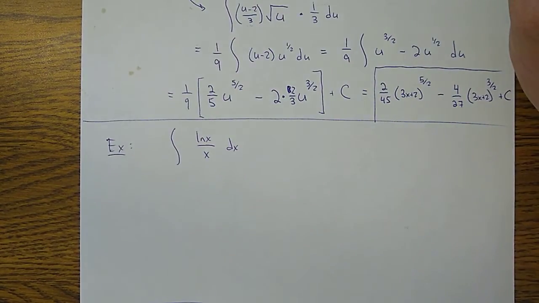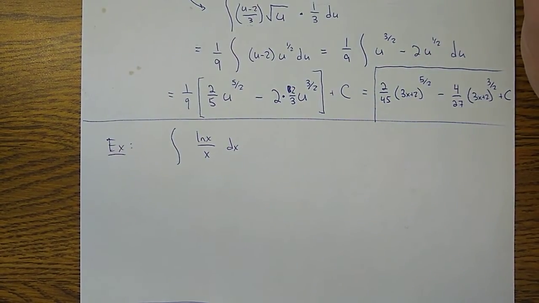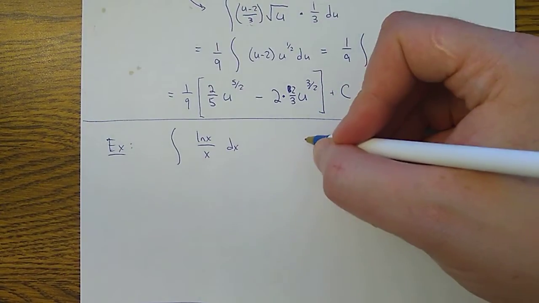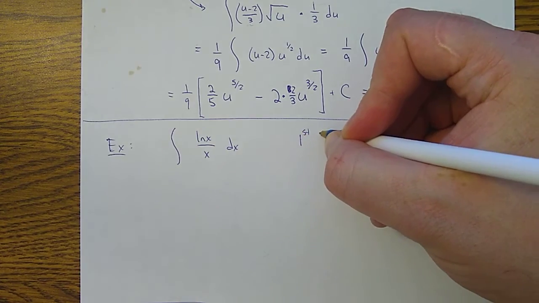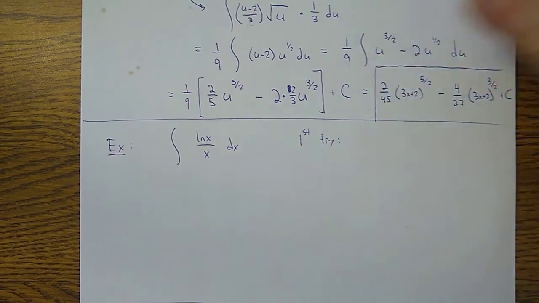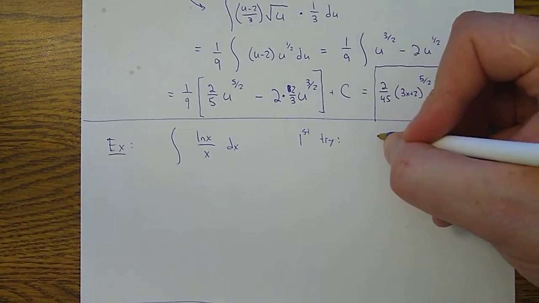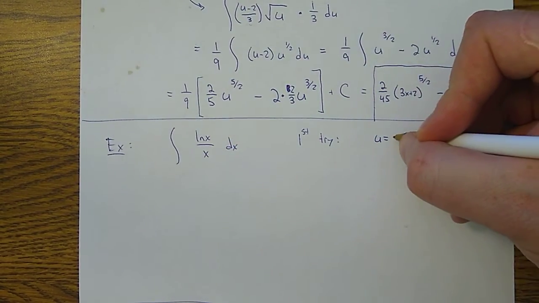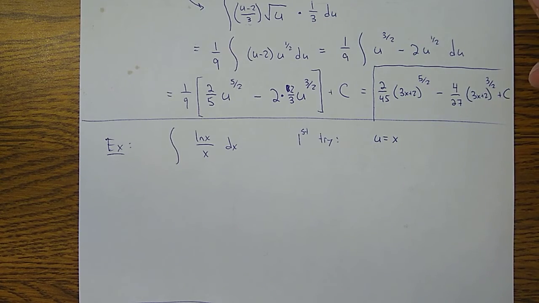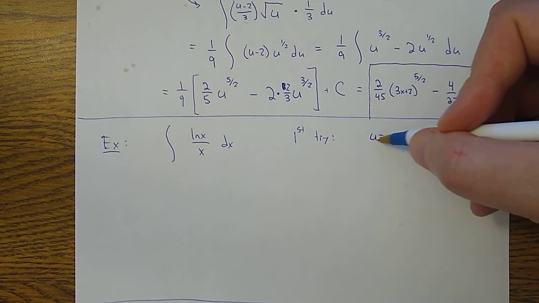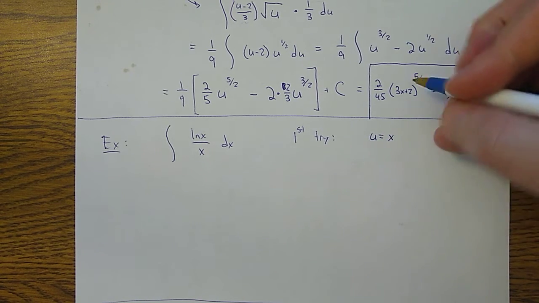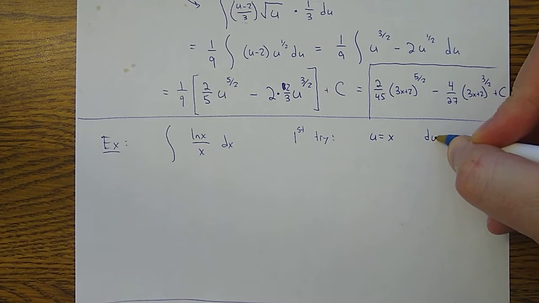Let's do another one. So for this one, let me call this a first try. I could follow some advice from before. I said let u be the denominator of a fraction, so I would let u equal x. But let me tell you something, this is never going to be a good idea. Letting u be the same exact thing as x is never going to be helpful. Let me show you what happens.